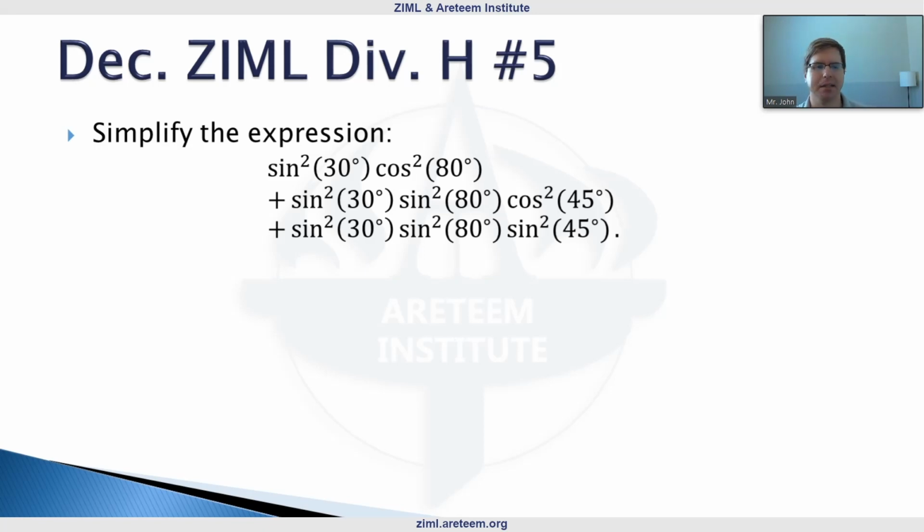So for any of these things, a good thing to think about as you're getting started is, do we see some similarities here? So in fact, this whole thing is made up of sine squared of 30 times some stuff. Then we have some pieces where we have cosine squared 80, sine squared 80. So we have some pieces with the 80-degree angles. And we also finally have some pieces with 45-degree angles as well.